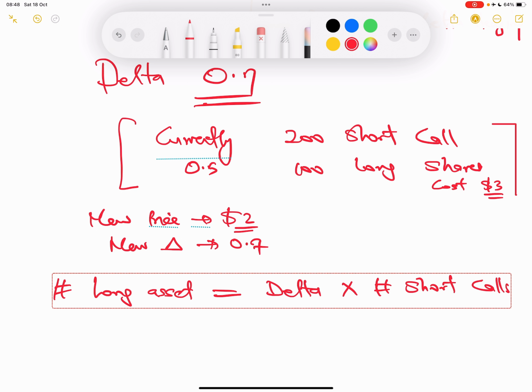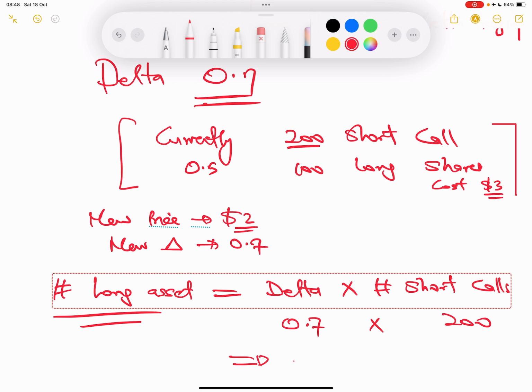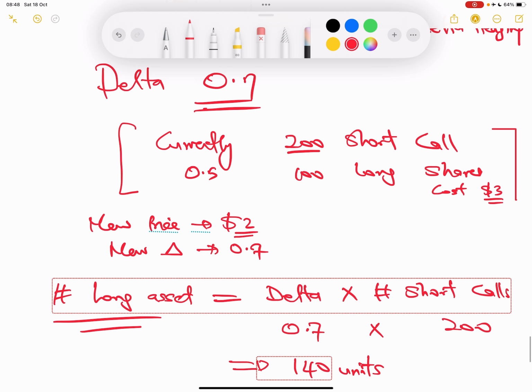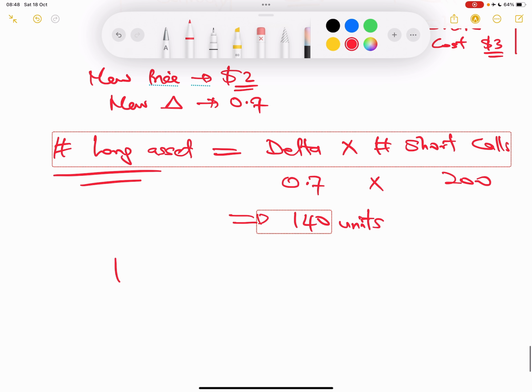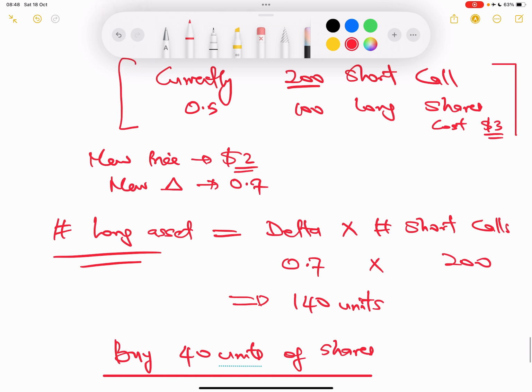So we know our short calls is 200. The delta has changed, it is now 0.7. Which means the number of long assets that we have must be 140 units. And in that case, to balance our portfolio, to react to the change in delta, we need to buy 40 units of shares. And once we do that, we're going to have a balanced portfolio.